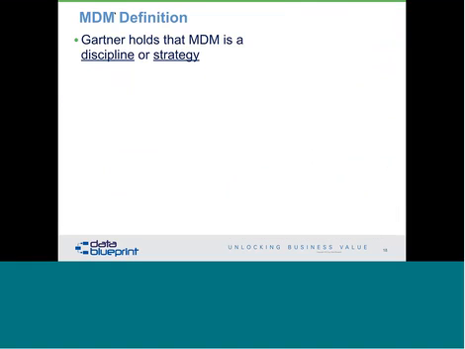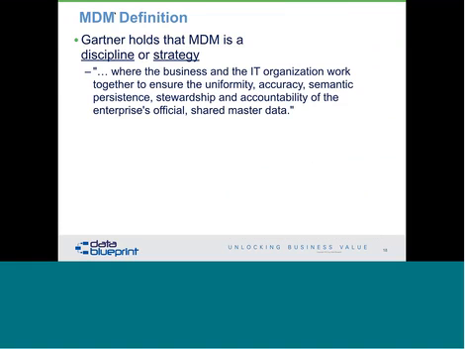So let's get to a definition, and the first important thing to realize within this context is that MDM is a discipline or a strategy. It's not a thing. It's a strategy where business and IT work together to ensure uniform, accurate, semantically persistent stewardship, accountability of the enterprise's official shared master data, which means you're going to have to come up with a definition of what master data means for your organization.